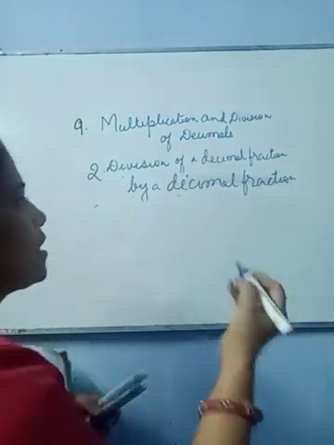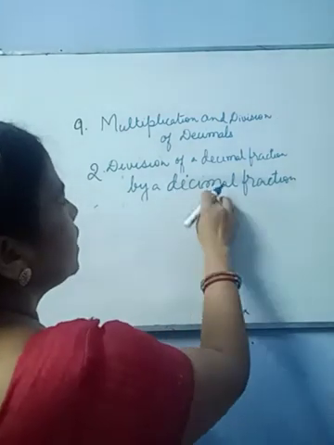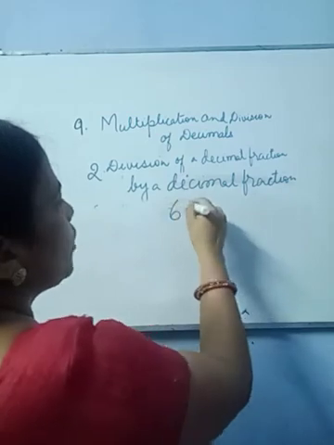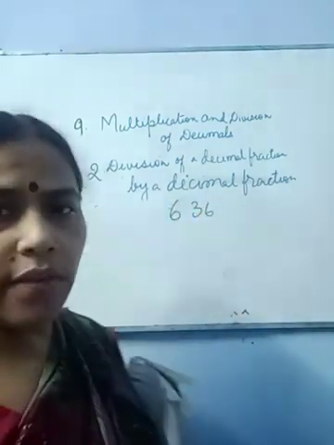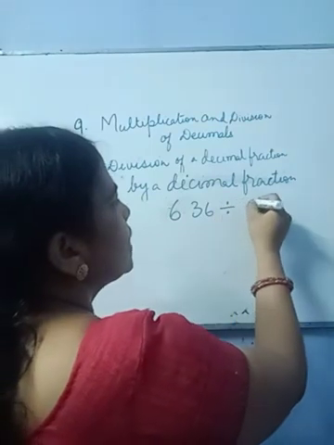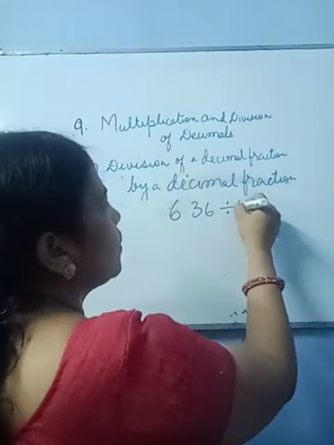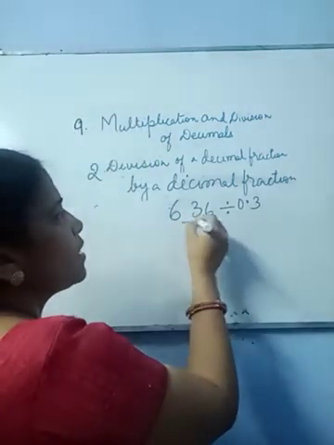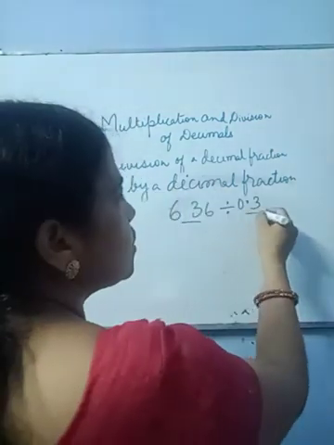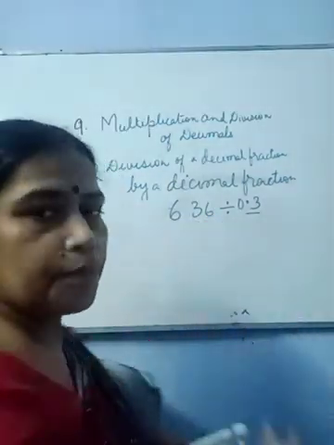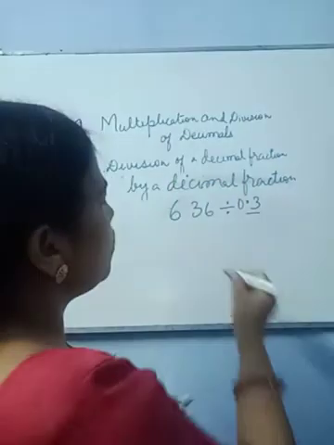Now for this, suppose we have a number 6.36. Okay, we have a number 6.36. Divide it by 0.3. Okay, 0.3. So you see that this is a decimal fraction and this number is also a decimal fraction. Now how are we going to solve this? To solve this, first of all, what will we do?